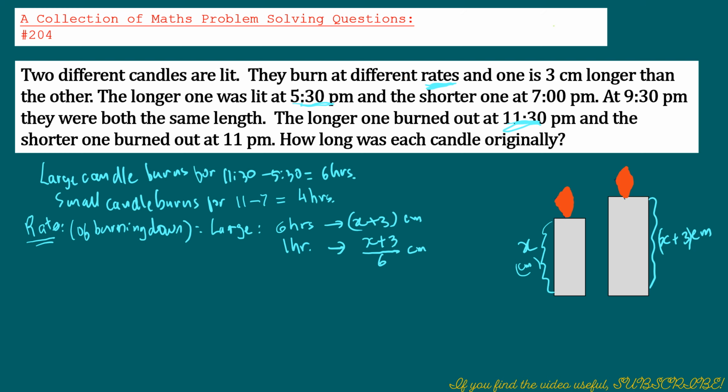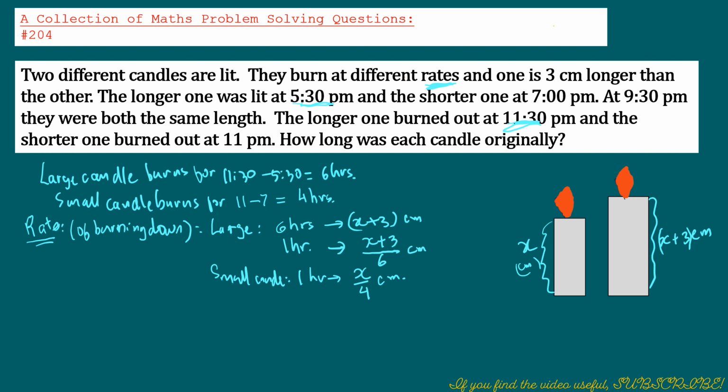And the small candle, in 4 hours it would burn x centimeters. So in 1 hour it would be x out of 4 centimeters. That's the rate. The rate of the large candle is x plus 3 out of 6 centimeters per hour, and the rate of burning down of the small candle is x out of 4 centimeters per hour.